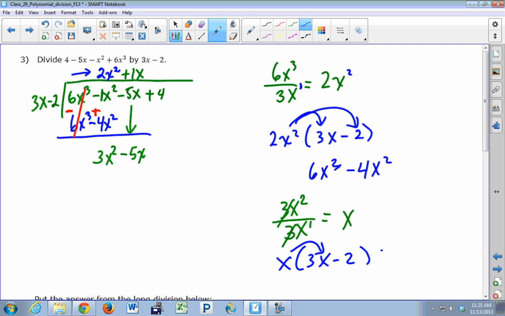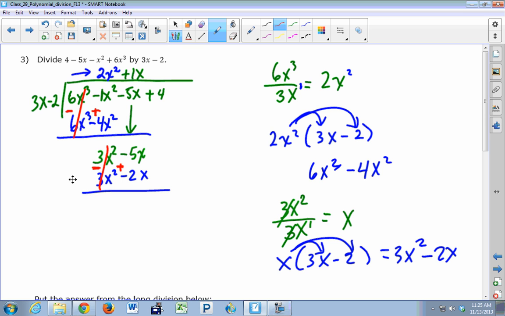X times 3x is 3x squared. And you say, that lines up good. And then x times negative 2 is negative 2x. Put your negative 2x. Now you subtract both terms. You change both signs. The first one will always go to 0 if you've done it correctly. When you add them, they're opposite. And then you have negative 5x and 2x gives you negative 3x.